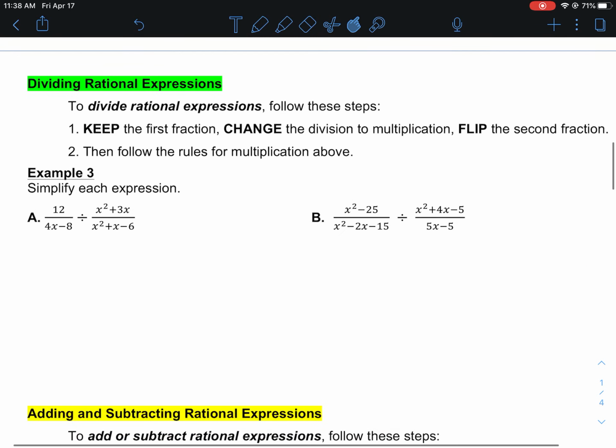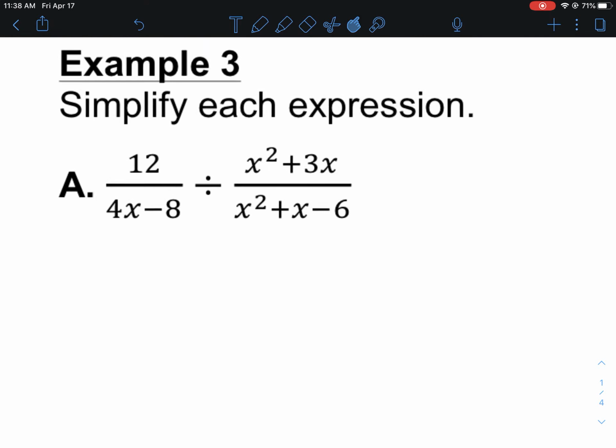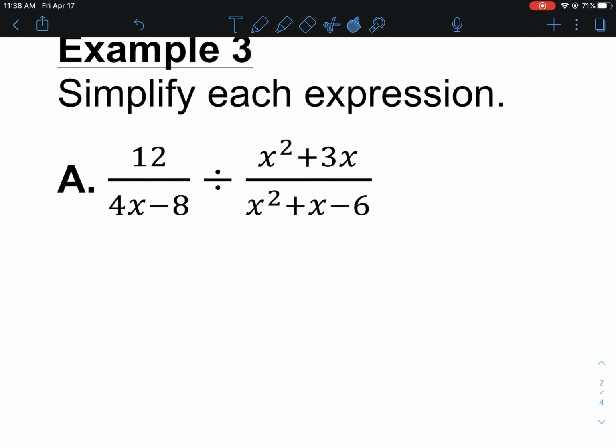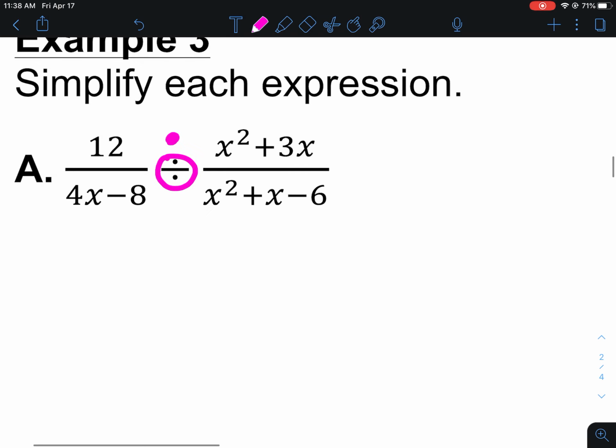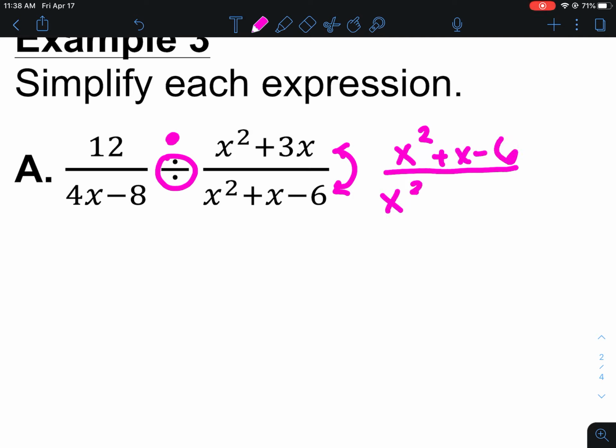The next two problems are both division. Reminder for division, we need to change it to multiplication, and then everything else is the same as above. So, for example here, if I want to change it to multiplication, I'm going to flip this fraction. So I'm just going to rewrite on the side, and then I'm going to cancel these out.